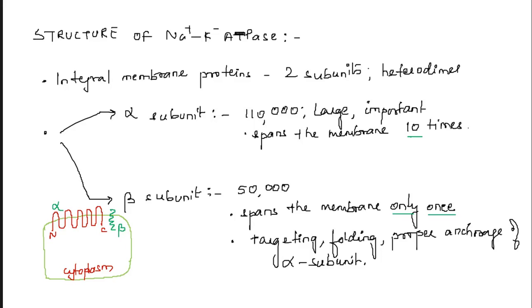Now, in the last slide we discussed that the major role of transport is played by the alpha subunit. The alpha subunit has the major role in transport. Also, the ATP hydrolysis is performed by the alpha subunit. So the major role of this sodium potassium ATPase is performed by the alpha subunit.